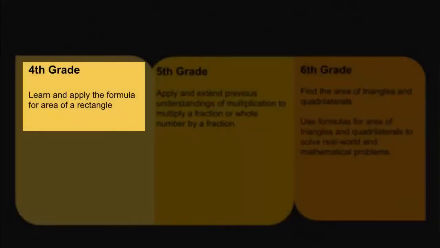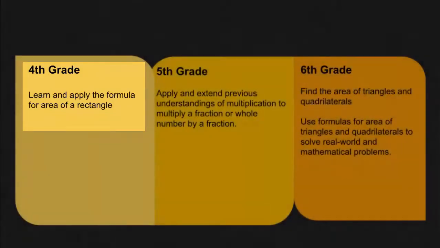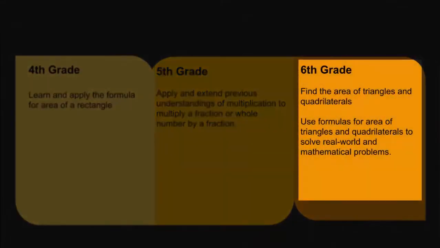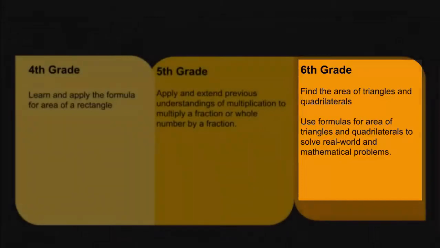In 4th grade, students learn and apply the formula of area of a rectangle. In 5th grade, students apply and extend understandings of multiplication to multiply a fraction or a whole number by a fraction. And in 6th grade, students find the area of triangles and quadrilaterals. They use formulas for area of triangles and quadrilaterals to solve real-world and mathematical problems.